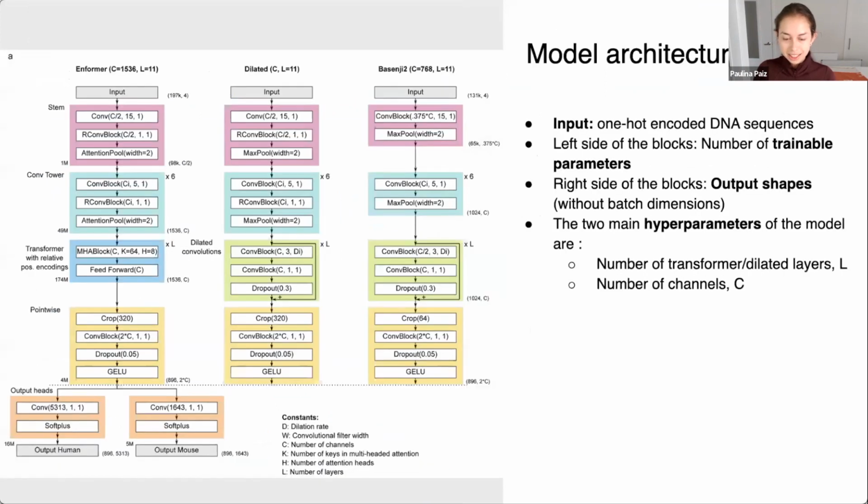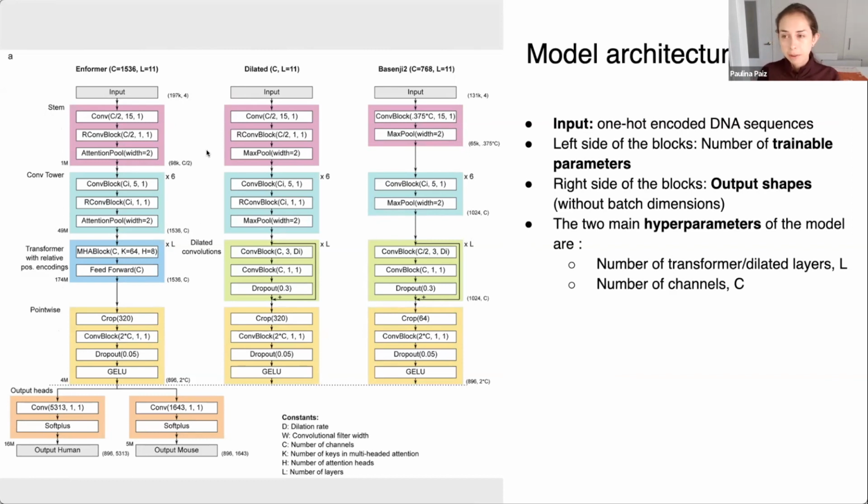Okay, so like I said, I wanted to focus and start with the model architecture because the biology applications are the focus of the paper. So the input is one-hot encoded DNA sequences, as you can see here with the dimensions. The left side of the blocks here, and this is all in the supplementary information, which is kind of sad because I was kind of hoping that they would talk about this mostly in the paper, has the number of trainable parameters. Interesting, so they start increasing with each block, and then after the pointwise convolutions decrease to 4 million trainable parameters.